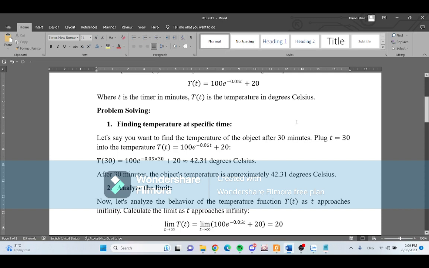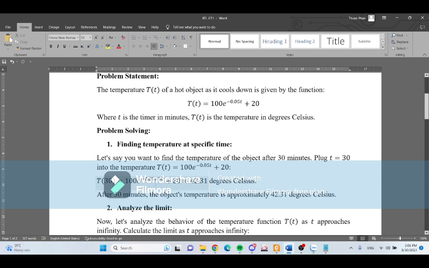Say, 30 minutes. You can find the temperature by plugging t equal to 30 into the temperature function we got over here, and you get this result, which is approximately equal to 42.31 degrees Celsius. So this implies that after cooling for a period of 30 minutes, the object's temperature will be approximately 42.31 degrees Celsius. This insight is particularly useful when you want to ensure the object is at a safe or comfortable temperature before handling it.